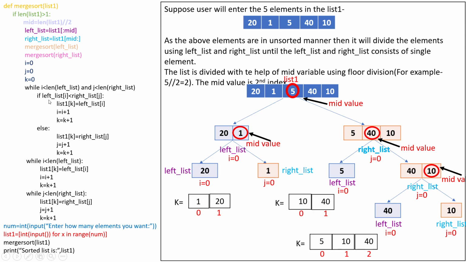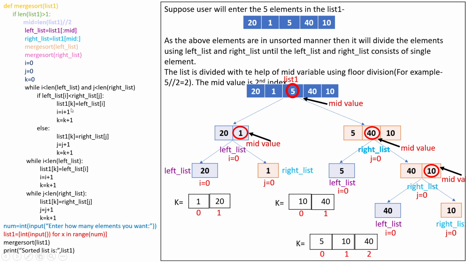If left list of i is what? 0. What is my left list of 0? This one. At the 0th position, I have 1. Is 1 less than right list of j, that is at the 0? Is 1 less than 5? True. So it will go inside the if condition.